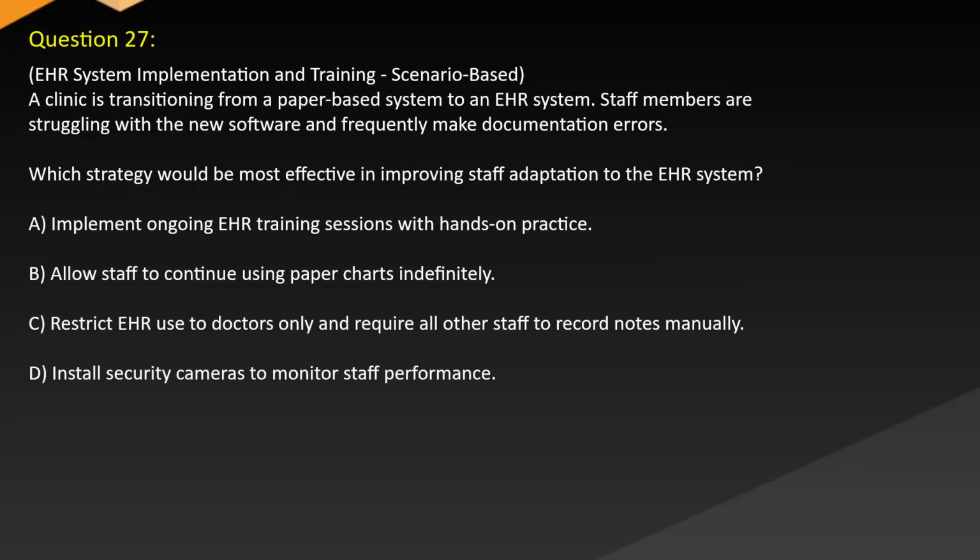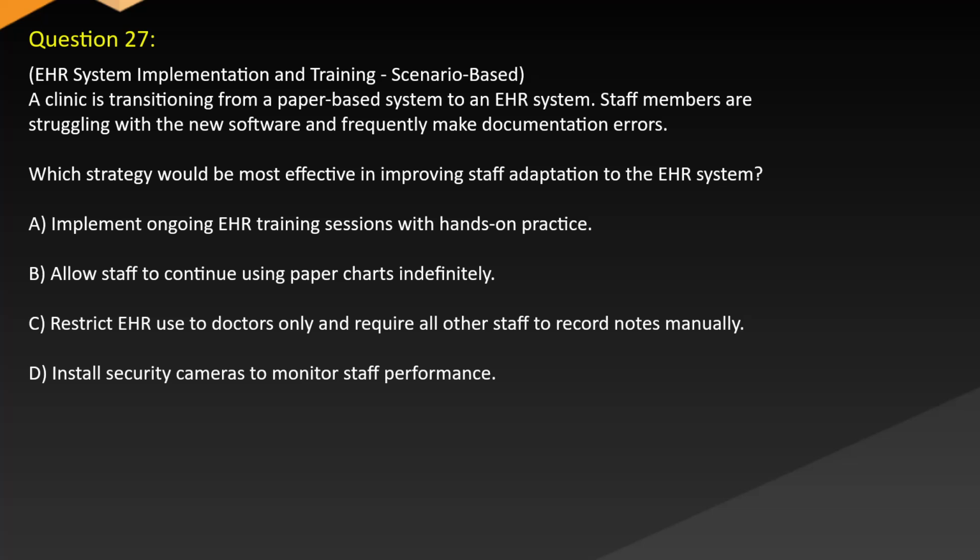Question 27. AIR system implementation and training. Scenario-based: a clinic is transitioning from a paper-based system to an AIR system. Staff members are struggling with the new software and frequently make documentation errors. Which strategy would be most effective in improving staff adaptation to the AIR system?